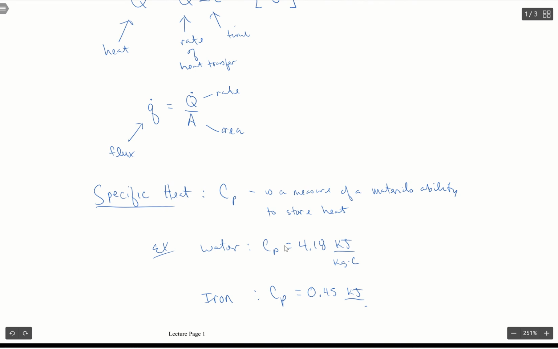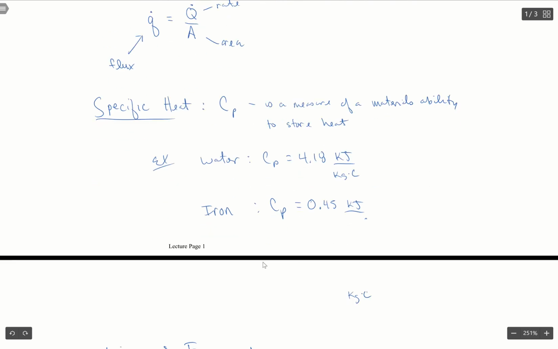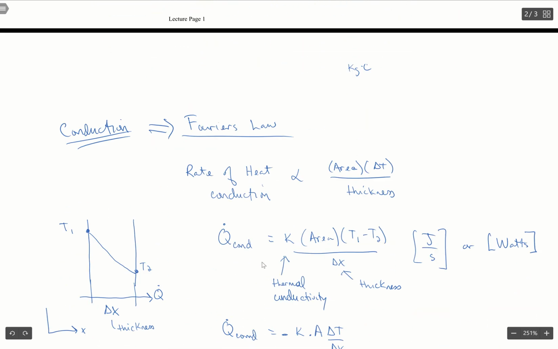So you see the specific heat, or the ability of water to store heat, is much greater than that of iron, okay? Iron wants to conduct it away quickly. Water has some storage capacity, okay? So specific heat is a measure of the material's ability to store heat, okay?